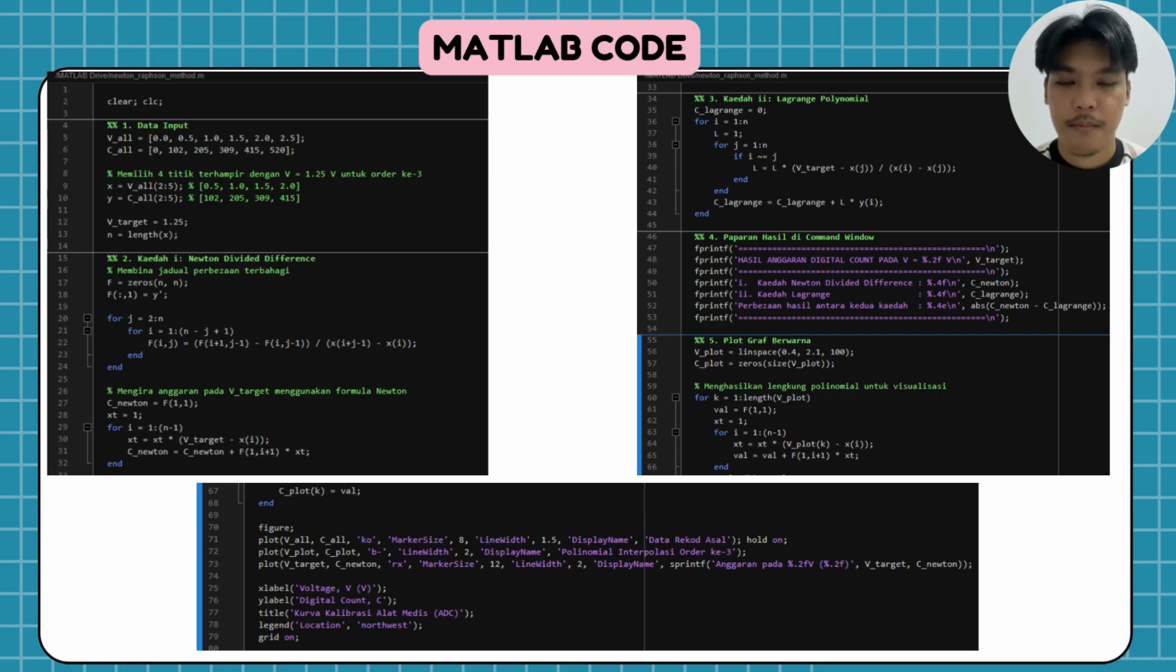The slides show the MATLAB code used to verify the manual calculation. The code first defines the voltage and digital count data given in the question.